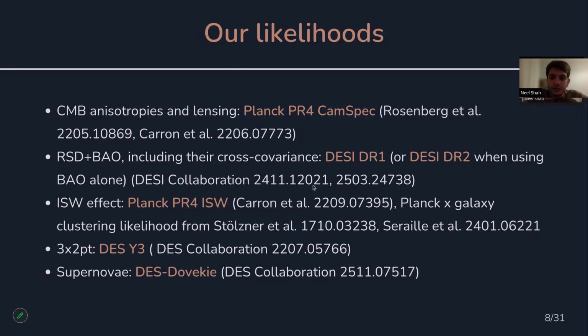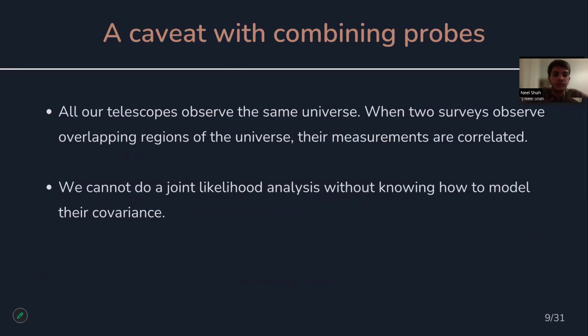This is a list of all the likelihoods that we consider in this work. Now, we want to combine various probes, but we cannot just take all the likelihoods here, combine them, and get the strongest constraints ever. There is a caveat we need to keep in mind, which is that all our telescopes observe one and the same universe. And when we have measurements from two surveys that have observed the same region of the universe, these measurements are not independent. So we cannot simply combine the two different likelihoods.